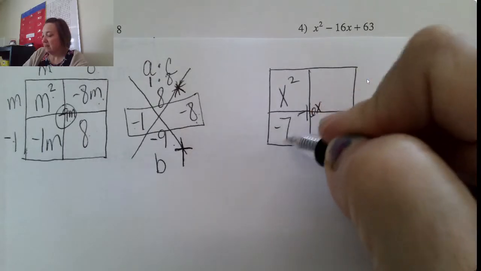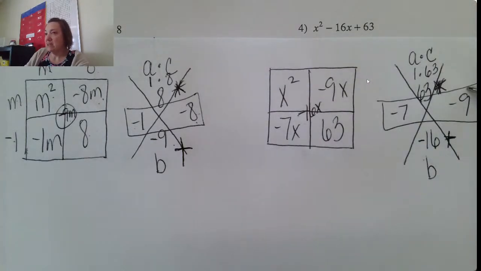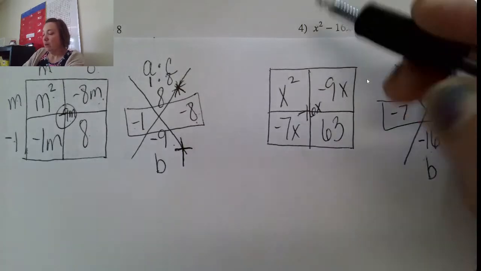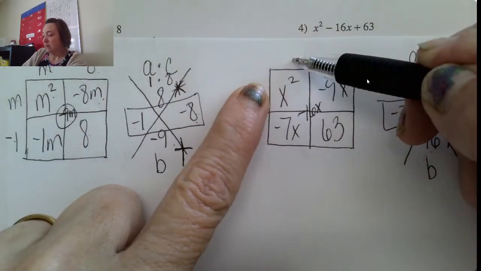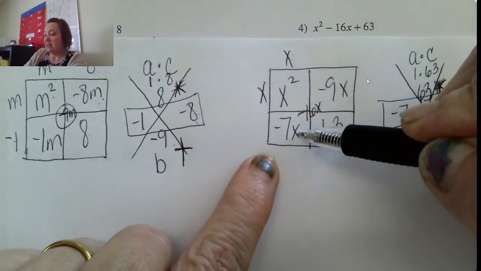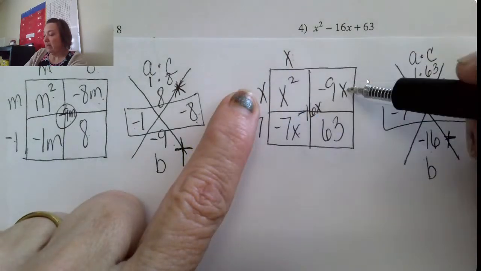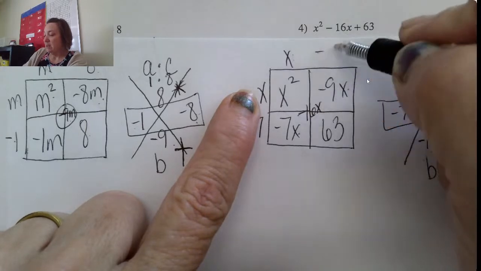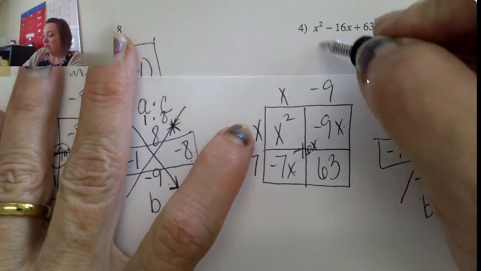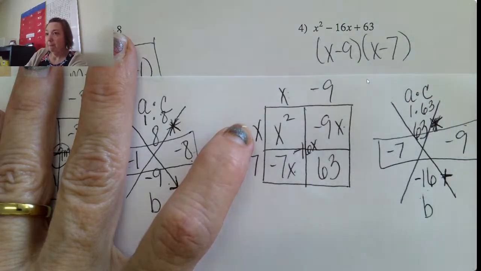Negative 7x and negative 9x. So those two numbers multiply to get 63, but they add to get negative 16, right? So what are our factors here and here? X and x. And then what do we multiply by x to get negative 7x? And what do we multiply by x to get negative 9x? So our factors of this would be x minus 9, x minus 7. Okay, so that's the last easy one.